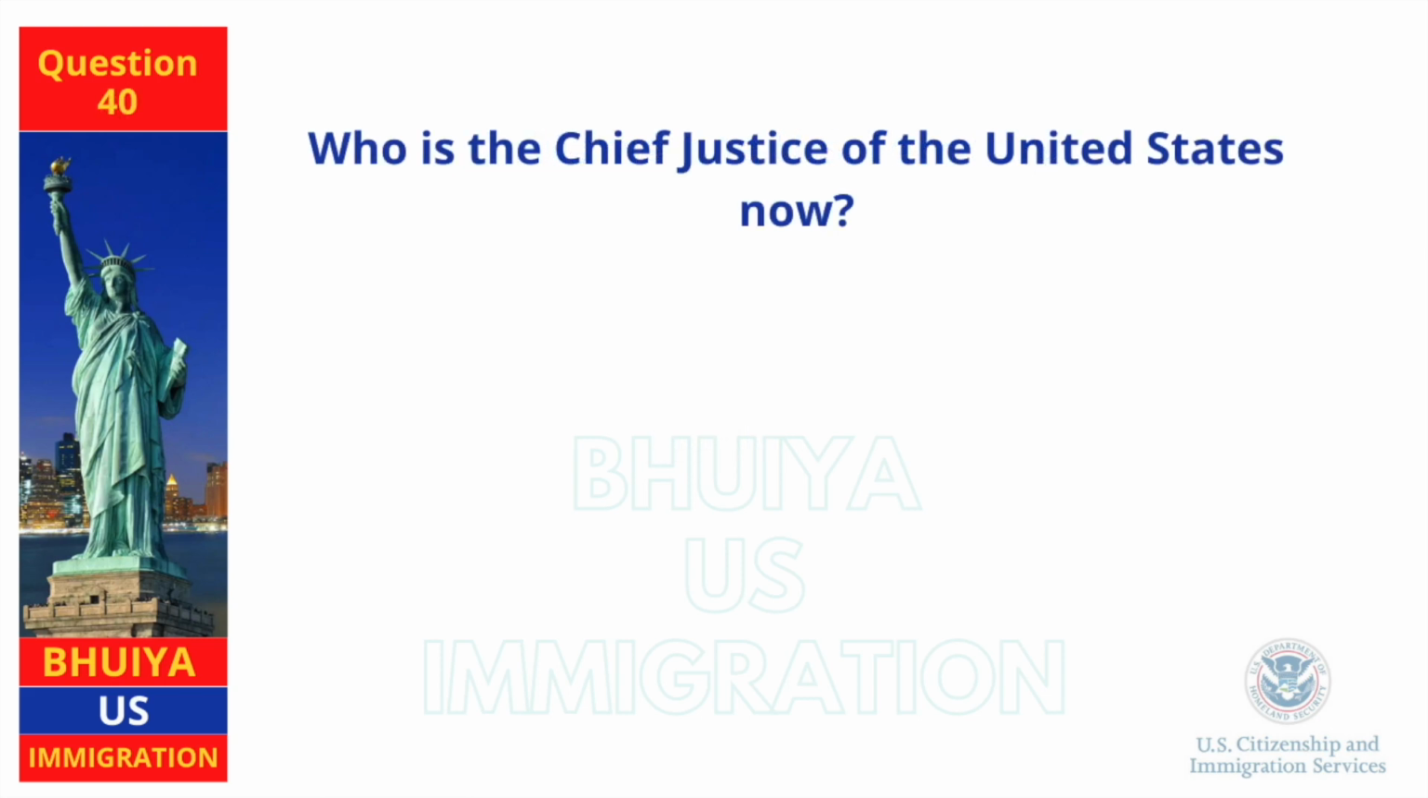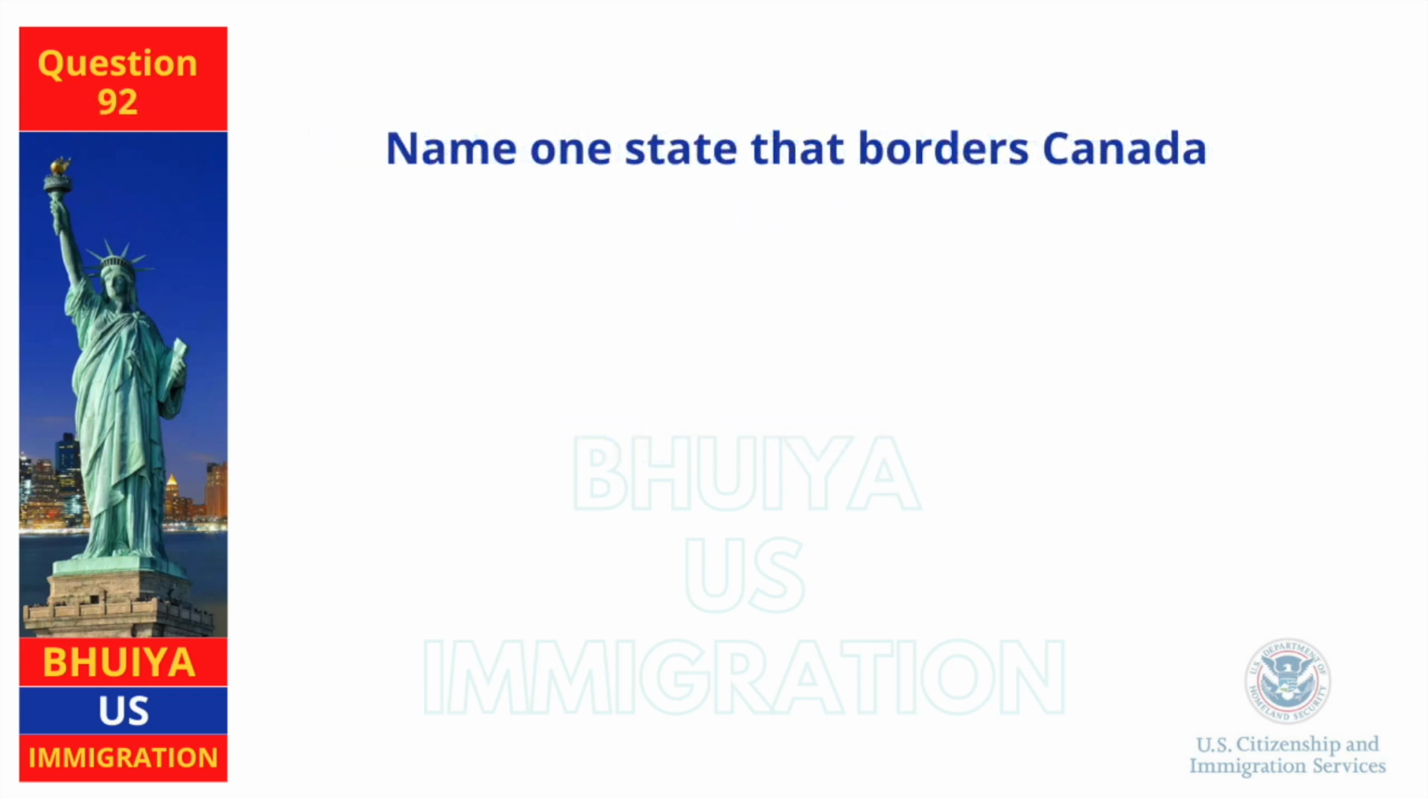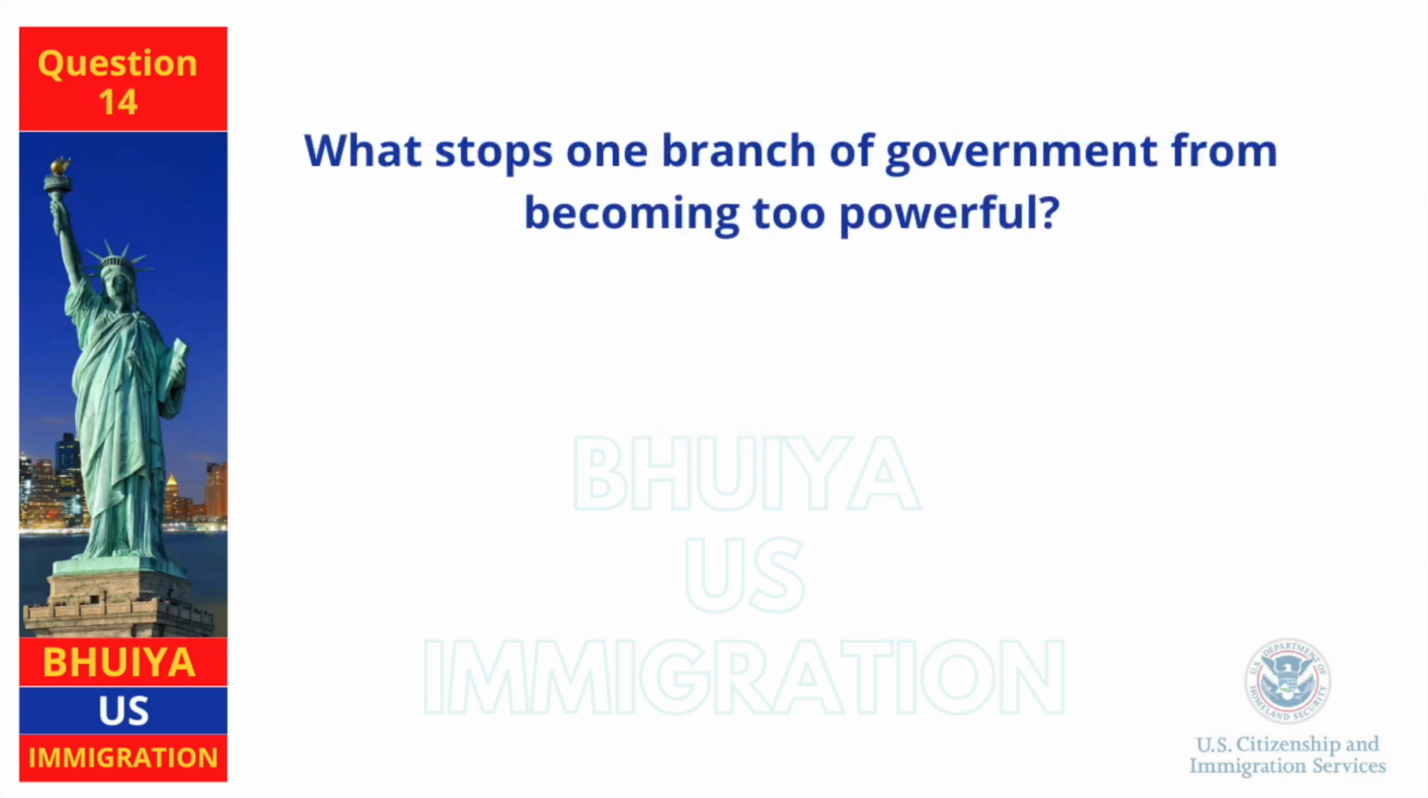Who is the Chief Justice of the United States now? John Roberts. Name one state that borders Canada. New York. What stops one branch of government from becoming too powerful? Checks and balances.